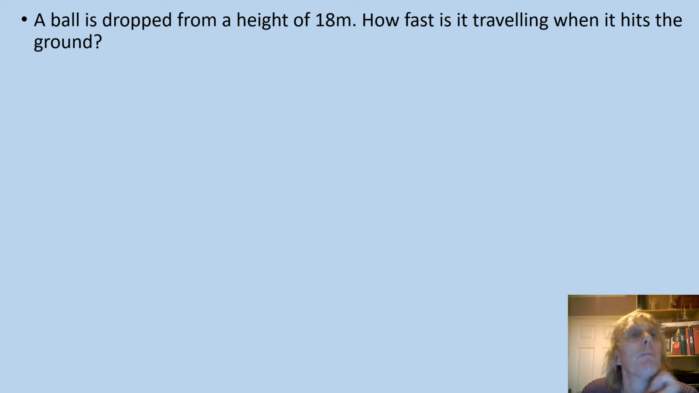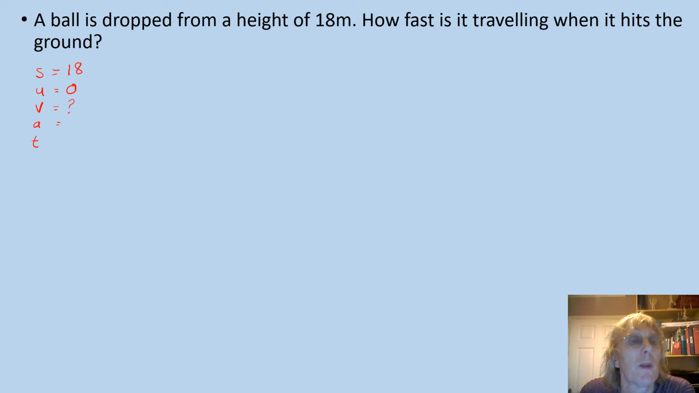Let's have a look at a second one. We've got a ball that's dropped from a height of 18 meters. How fast is it traveling when it hits the ground? So again, I would write out suvat, S-U-V-A-T. S is 18 because this one is a little bit higher up. U, well, the initial speed, it's not given, but if it's dropped, the initial speed is 0. It's not thrown downwards, it's not thrown upwards. V, that's the speed when it hits the ground, so that's what we need to find.